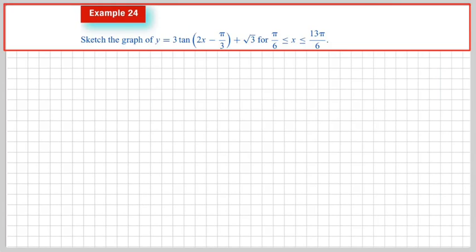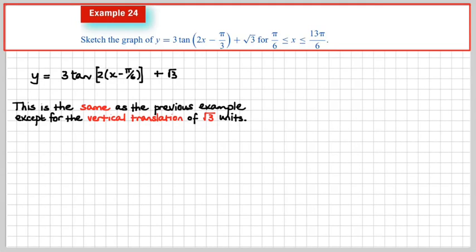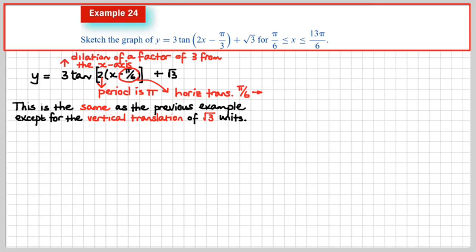Oh, this is a vertically translated one. Alright. Well, it's the same one as before, except that it's been vertically translated by root 3. So that makes it a bit easier for us, doesn't it? Okay, this is the same as the previous example, except the vertical translation of root 3 units. So that's the same, that's the same, that's the same. Oh no, hang on. That's the same as before, but this is different. Yeah, vertical translation by root 3 upwards.